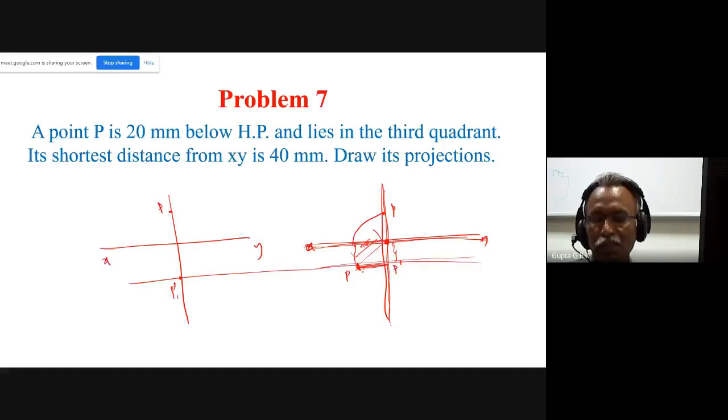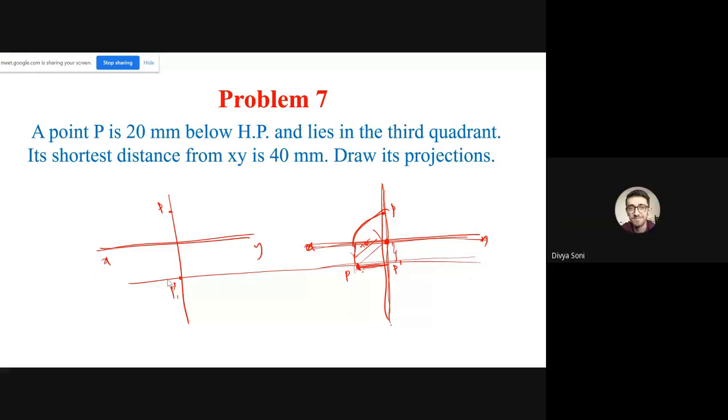The shortest distance from XY is 40. So I have to find out the physical point and find out what is the distance of this from these two, HP and VP. That is the way I have to find out, and draw separately the actual projectors. Is that okay?